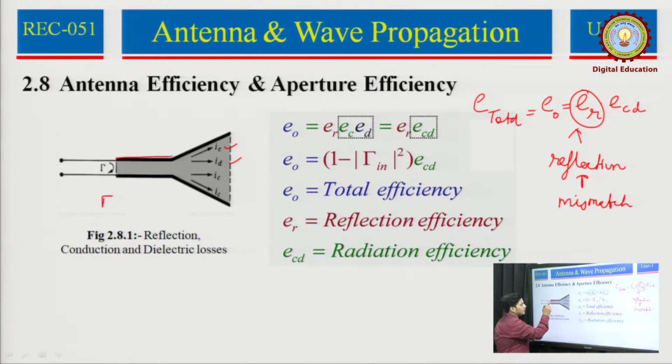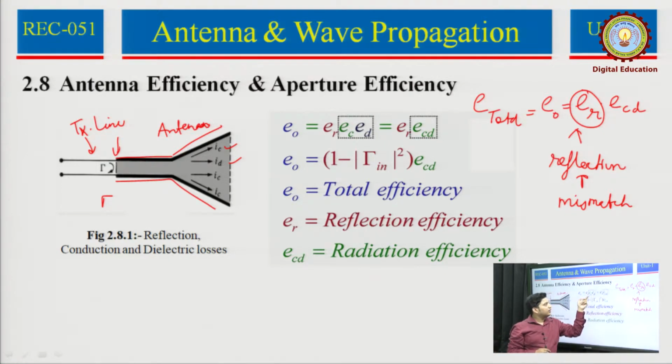This is the antenna part, and this is the transmission line, in short form T x line. At this interface, if there is a mismatch between the impedances of the antenna and the line, there is a reflection, and power can go back. So, we define over here E r, then E c for conduction and E d for dielectric. This way we define this formula once more.